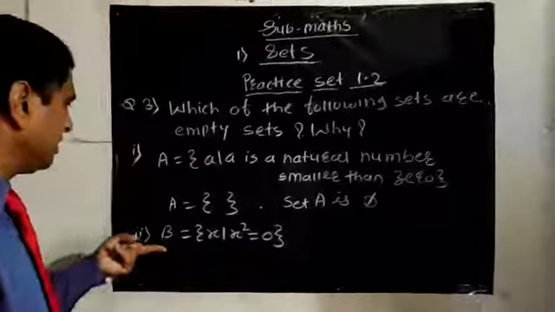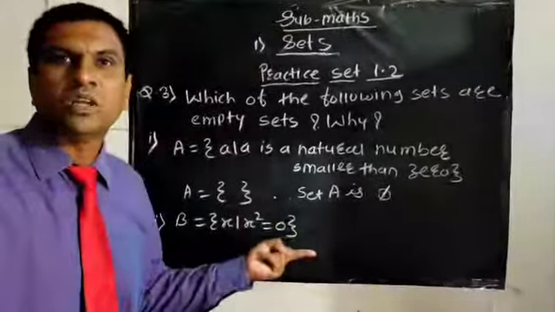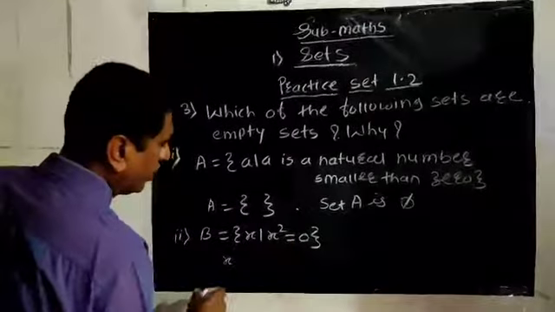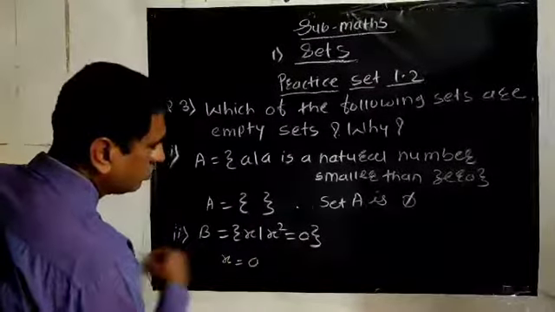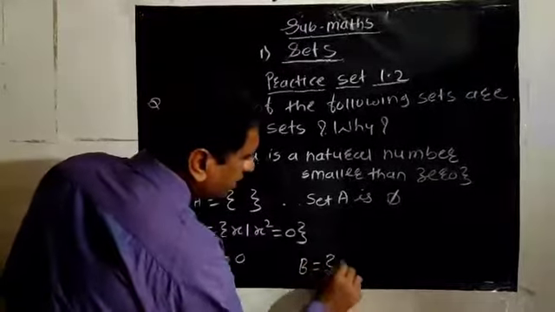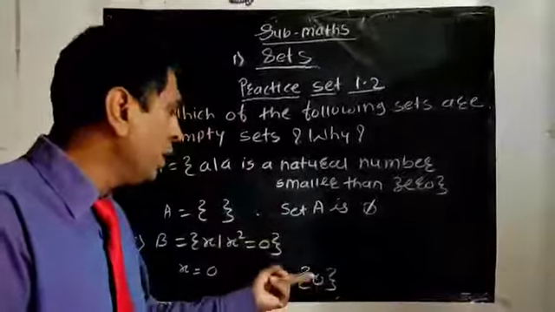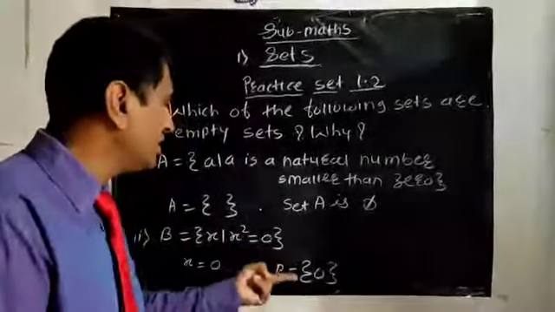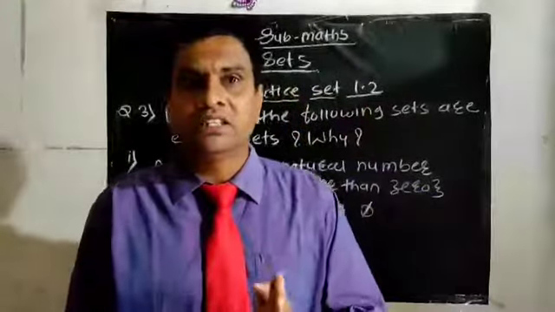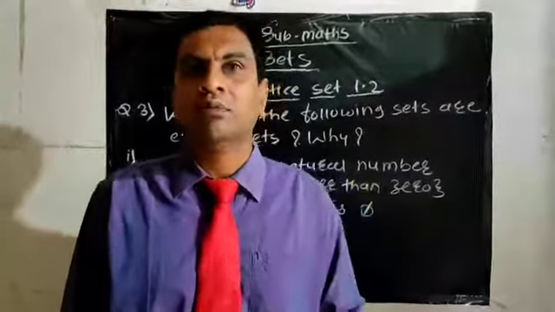Then the second set, B. Set B equals x colon x square is equal to 0. x square is equal to 0. Then find the value of x. When we take the square root, what is the square root of 0? 0 is the square root of 0. Therefore, in set B there is one element, which is this 0. 0 is one element present in set B. Therefore, set B is not an empty set. Then you can write down: in set B, there is one element, therefore set B is not an empty set.